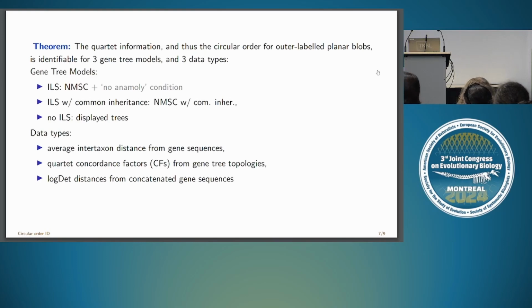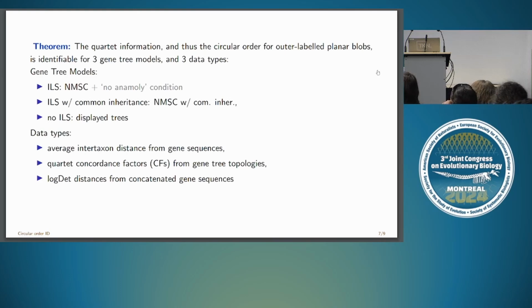So this quartet information on circular order, and thus that for the full network blob, is identifiable for any of the 3 gene tree models I mentioned, so ILS with or without common inheritance. For the ILS alone, I have an extra technical condition I'm not going to go into, but ties into Hector's talk, or if the gene trees have to match those displayed in the network.